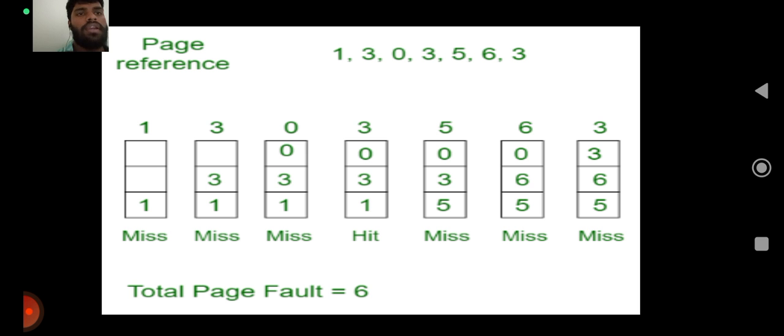Okay, and next we are bringing the 6. Among the 0 and 3, which came first? That is 3. So we are replacing the 3 with 6, that is we are following the FIFO rule. And next we are replacing the 0 with 3. The total number of page faults is 6. This is the disadvantage of using the FIFO algorithm, that is the number of page faults will be more. So this is the drawback of the FIFO.